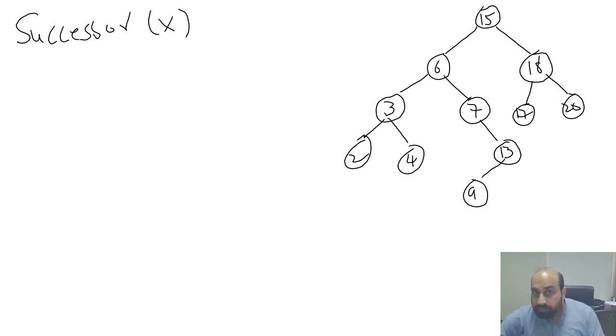Number 1, if you are interested to find the successor of X and X has a right subtree, then the smallest element in the right subtree is the successor of X. But if the right subtree does not exist and X is the left child of its parent, then its parent is its successor. And if the right subtree does not exist and it is the right child of its parent, then the lowest ancestor's parent is its successor.